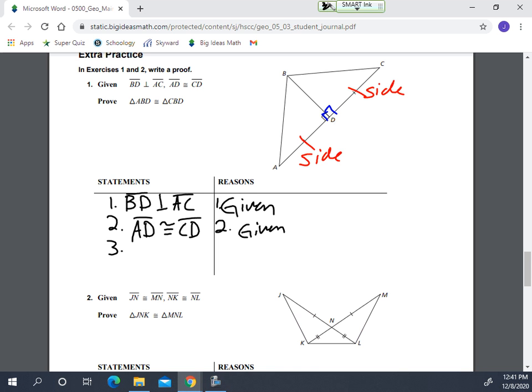So we can say that angle ADB is congruent to angle BDC. Why? What you can say is they're supplementary angles, right? You can also say linear pair. They're a linear pair and they're 90 degrees. So linear pair perpendicular theorem is what it's actually called.